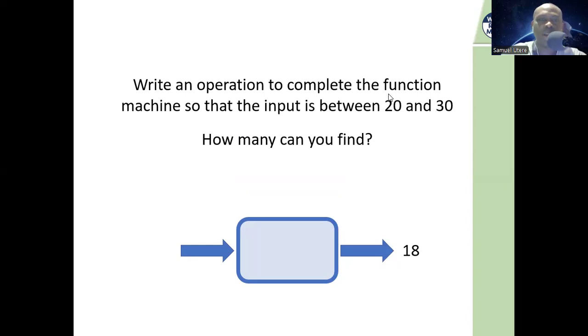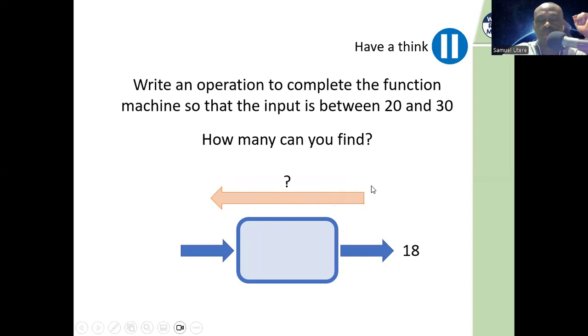If I ask you to write an operation to complete the function machine so that the input is between 20 and 30, how many can you find? We need to write an operation to complete. So we can do the first one. Okay, I'm sure you've had a think for about 10 seconds. You can pause and have a think, but I'm going to continue anyway.